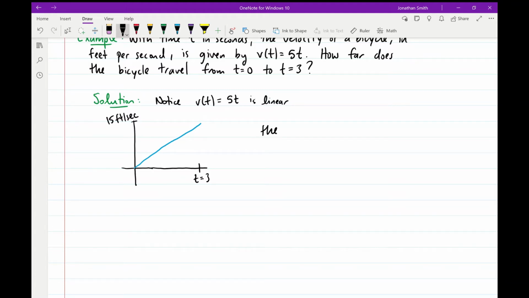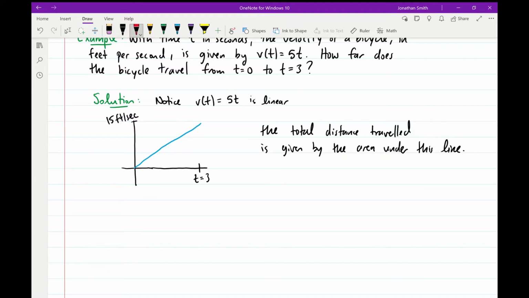All right, and we know from last section that the total distance traveled is given by the area under this line from t equals 0 to t equals 3. So let me just kind of sketch out what that area is that we're looking at. This area in red is going to give us the total distance that the bicyclist has traveled.